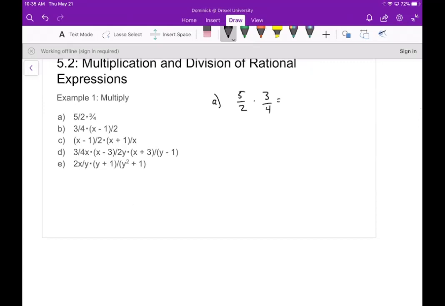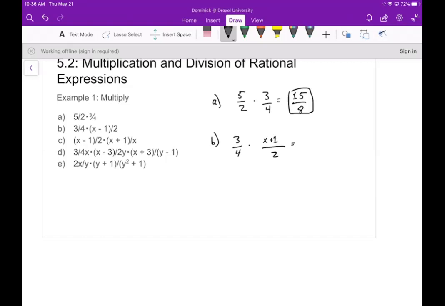If we multiply across, we get 15 over 8, and we can't cancel anything, so that's 15 over 8, and there's nothing else we can do with that. Okay, in part B, we have 3 over 4 times x minus 1 over 2. Right? So now if we multiply across here, and actually, let's pretend that this wasn't here.